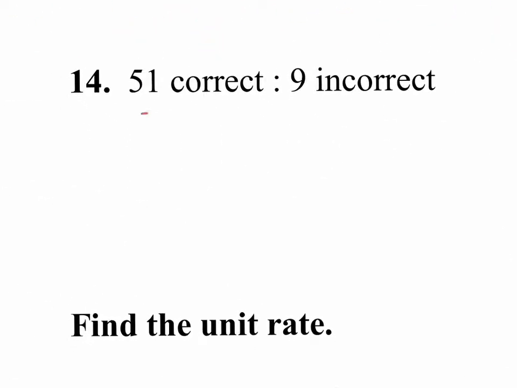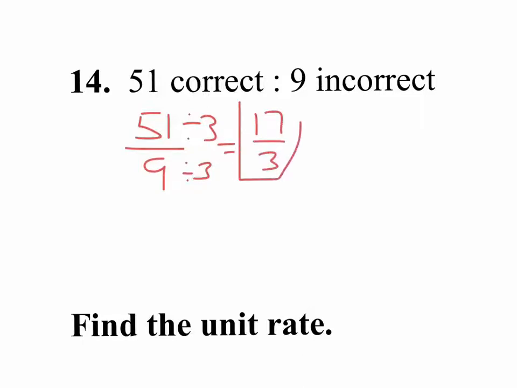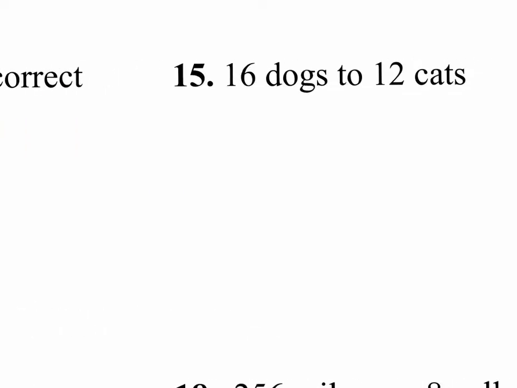Okay, same thing. So I have 51 over 9. 3 goes into 51, so we're going to divide by 3 because 3 goes into 9 also. So 51 divided by 3 is 17. 9 divided by 3 is 3, so my answer is going to be 17 thirds.